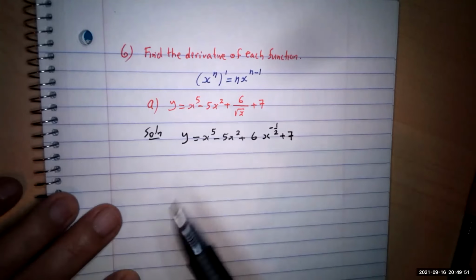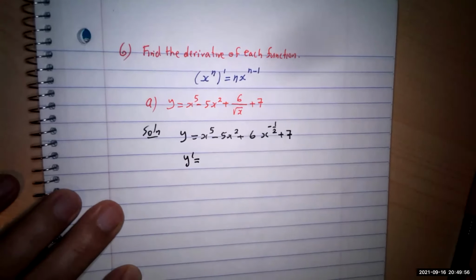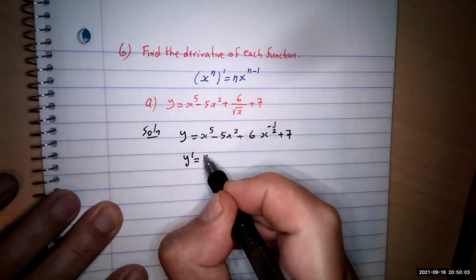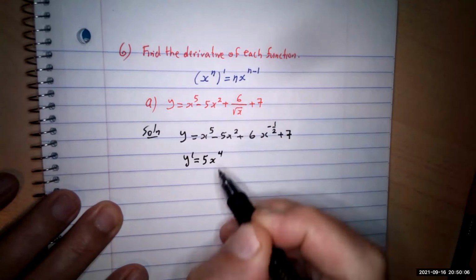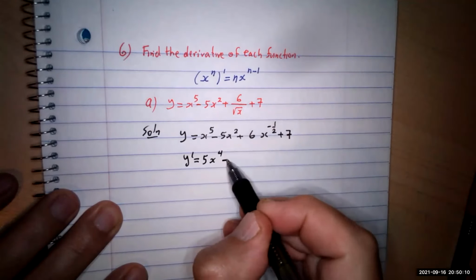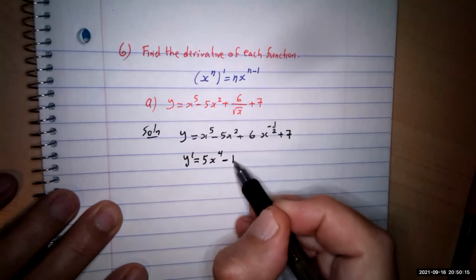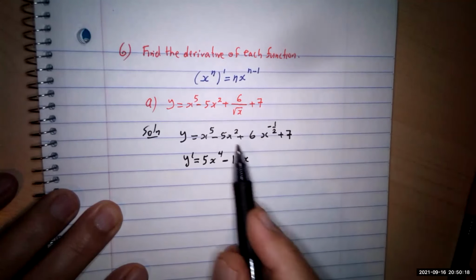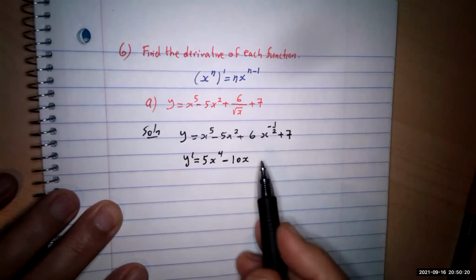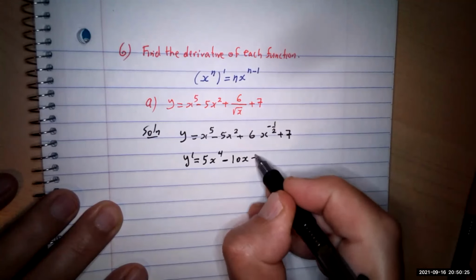Y prime, derivative. Action of differentiation: exponent times coefficient, and reduce the power by 1 unit. X to the 5th, 5x to the 4th. Done. Okay, next one, minus. Exponent times coefficient. 2 times 5, 10. X to the, that's a square, that's 2, 2 minus 1, which is 1.